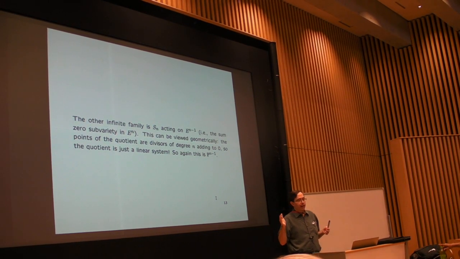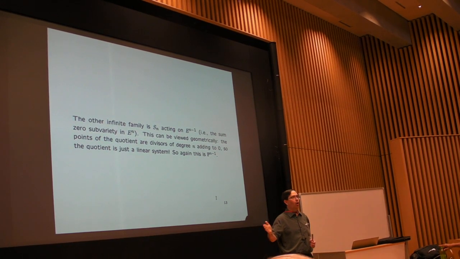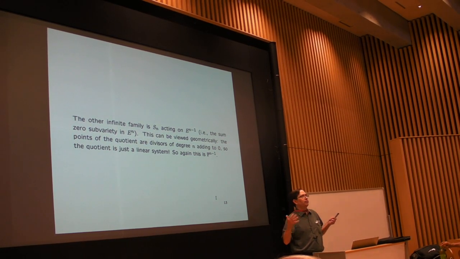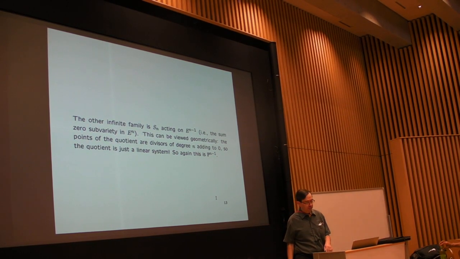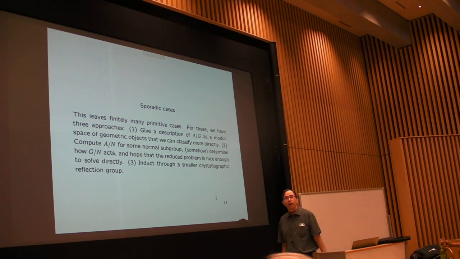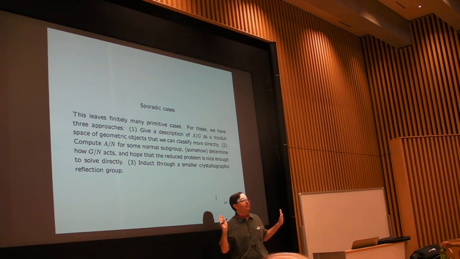So all you're doing is you're taking this line bundle of degree n, of course, and looking at all the sections of that. And every section of that vanishes precisely on n points that add to 0, with multiplicity. And conversely, for any n points that add to 0, there's a unique section of that line bundle. And so it's a projective space. This is the other nice case where you get a projective space, other than these semi-direct products, these wreath products. Okay, so that's all the infinite cases out of the way.